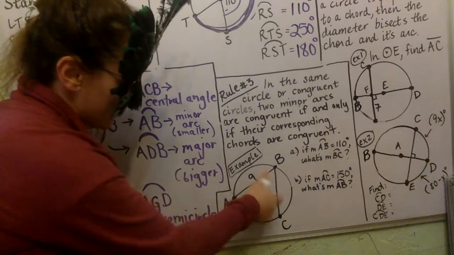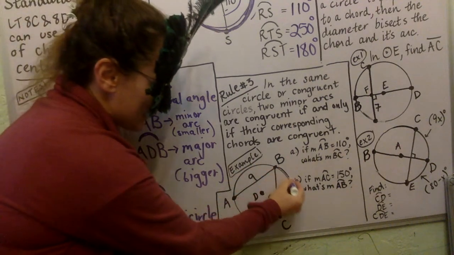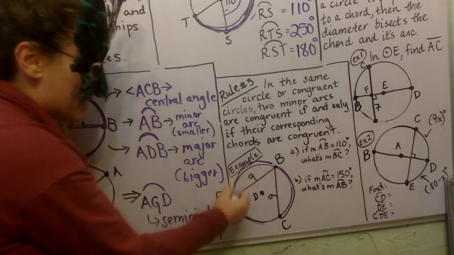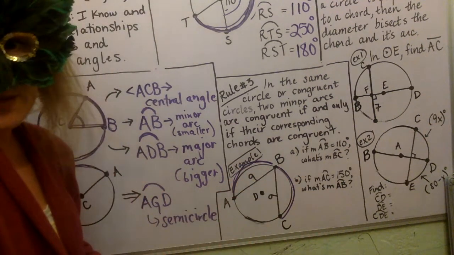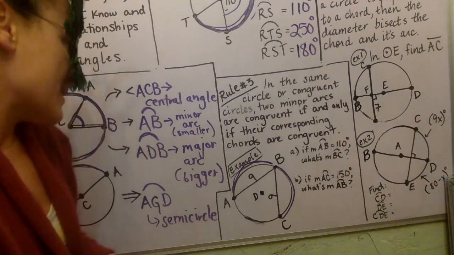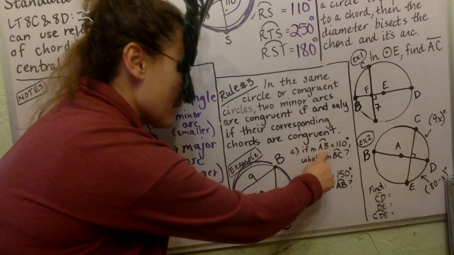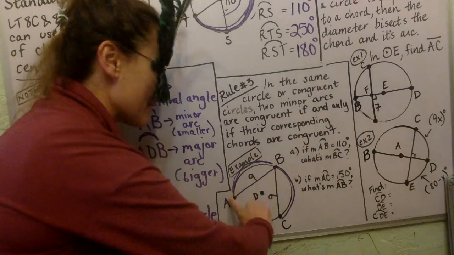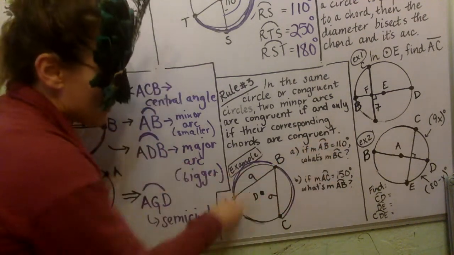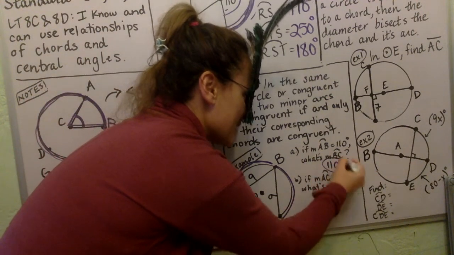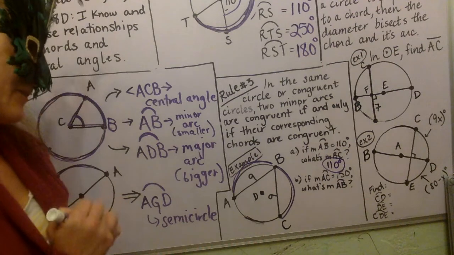So if this is 9 and this is 9, that means that this arc from B to C and this arc from B to A have got to be the same, okay? And so therefore, if you are told the measure of the arc A to B, so from here to here, is 110 degrees, well, then what's BC? Well, it's also got to be 110 degrees. That's what this rule tells us, okay?